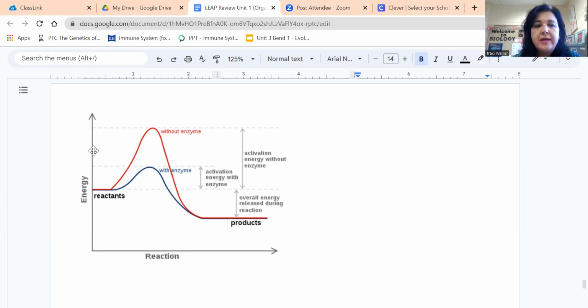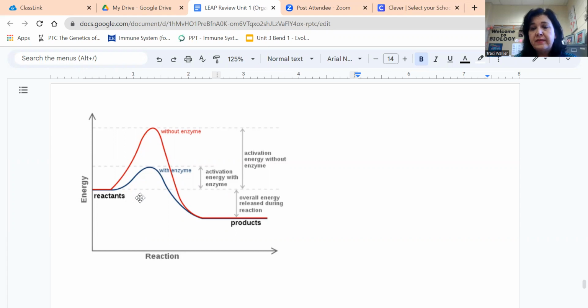If the products were up here and the reactants down here, that would be an endothermic reaction and heat would be absorbed. Okay, but the big deal here is the activation energy, and you can see that it requires a lot more energy without the enzyme than it does with the enzyme.